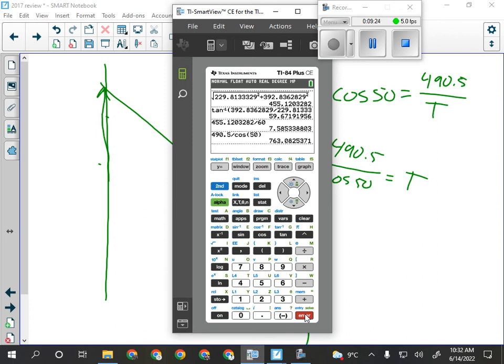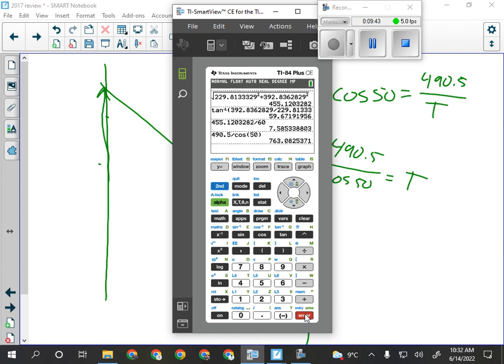Remember that tension is how tight the cable is, and it didn't ask us which direction the cable is pulling on the sign, in which case we would need to add a vector of 50 degrees from vertical or something like that. But in this case, it just asked for tension. The cable is pulling that hard.